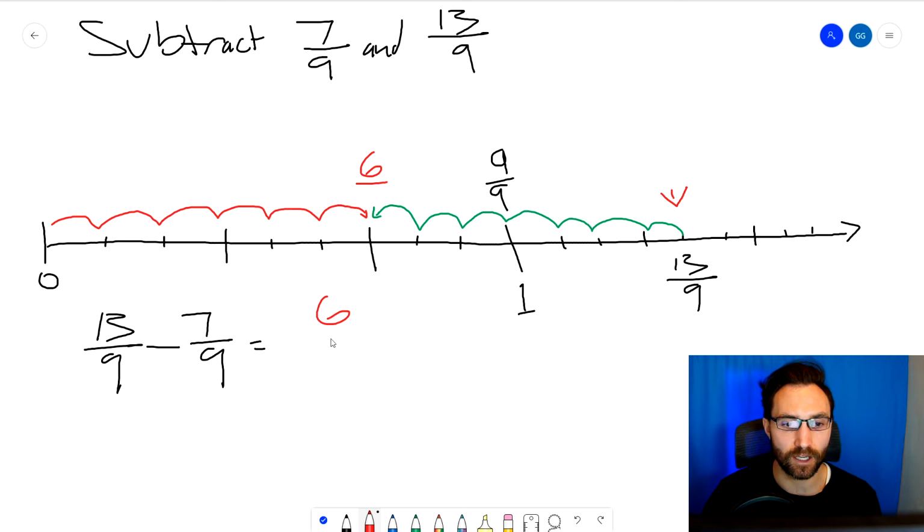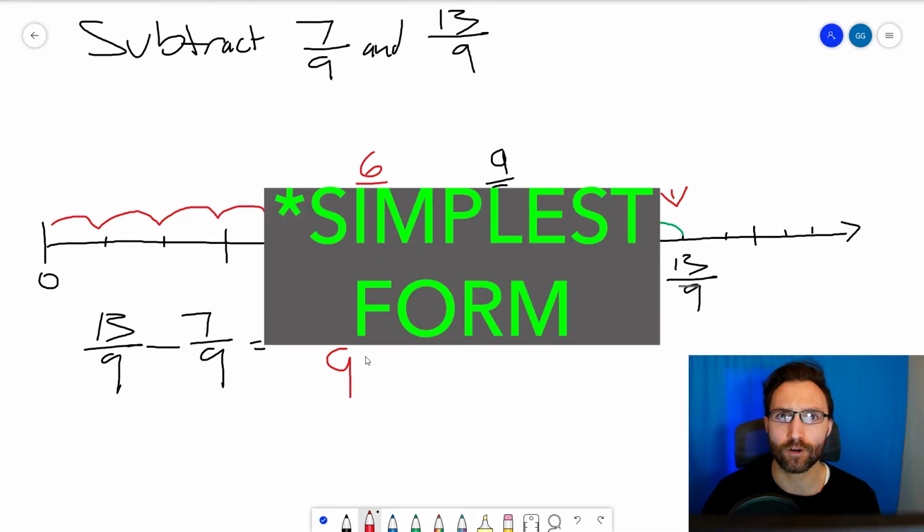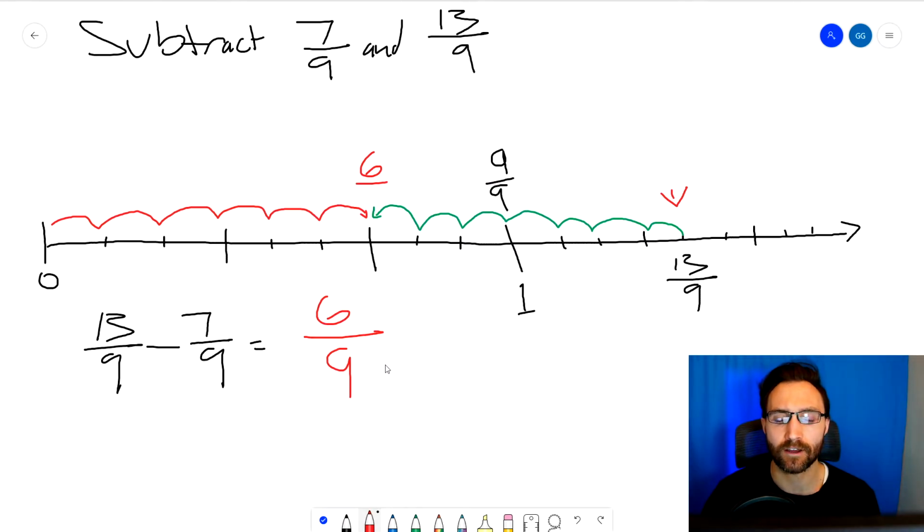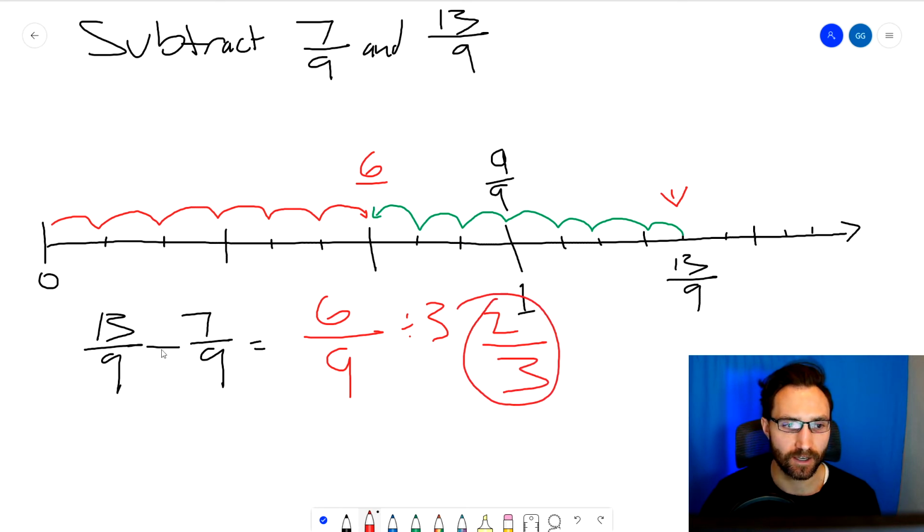6. This is divided into what equal parts? Ninths. 6/9. Now is 6/9 in its simplest form, or is there a common factor that we can use to divide to make this into its simplest form? Those that are saying it, that's right, it is 3. Good job. So if we divide the numerator and the denominator by 3, 6 divided by 3 equals 2. 9 divided by 3 equals 3. 2/3. 13/9 with 7/9 taken away equals 2/3.